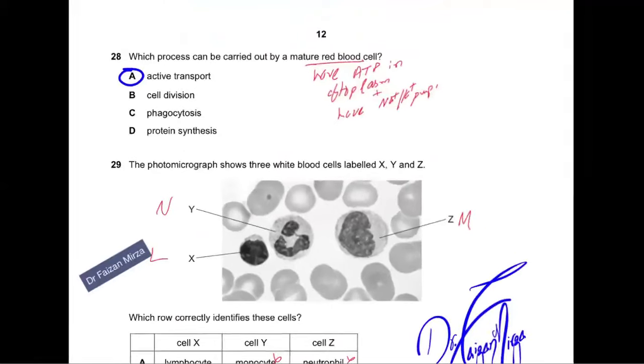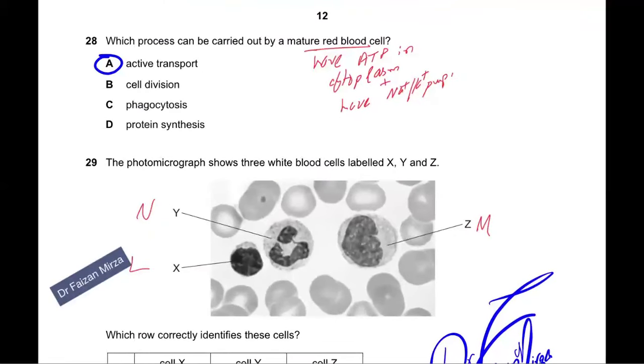Which process is carried out by mature red blood cells? We know mature red blood cells have ATP in the cytoplasm. They can carry out the sodium potassium pump. They have that on the membrane, so active transport is possible. Yes, so active transport is the answer.